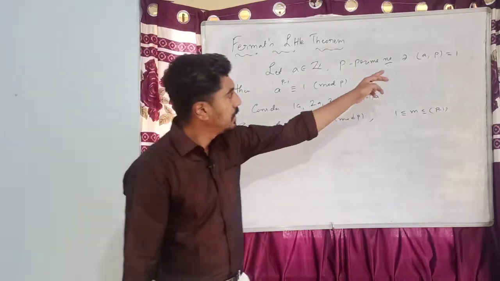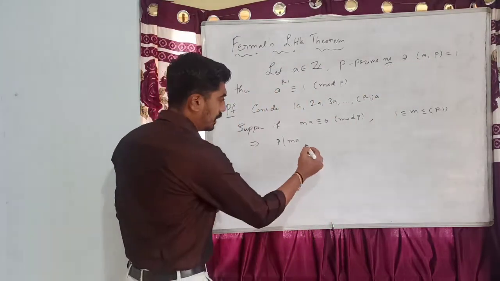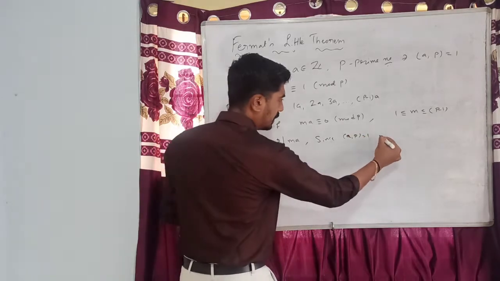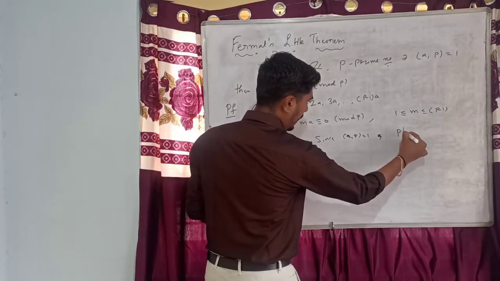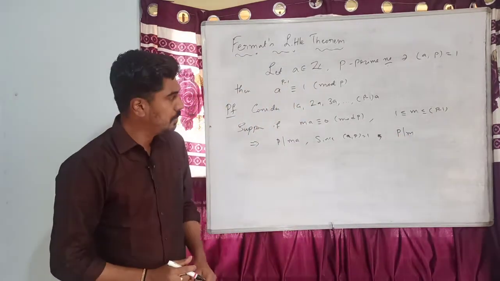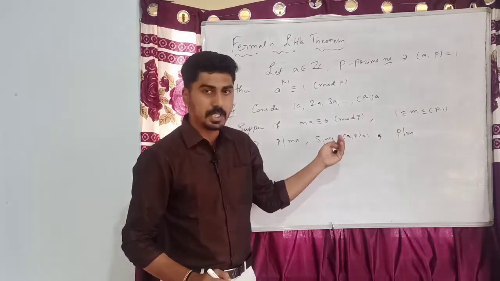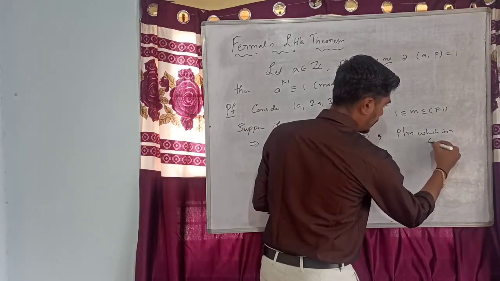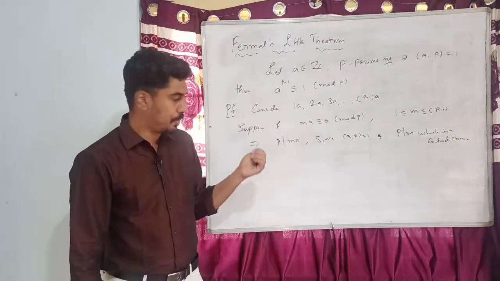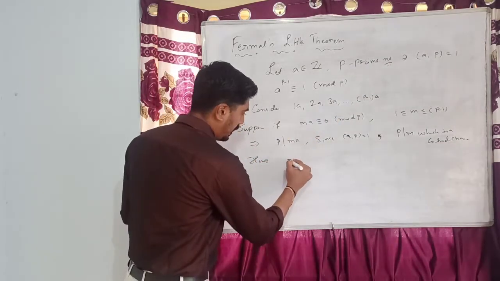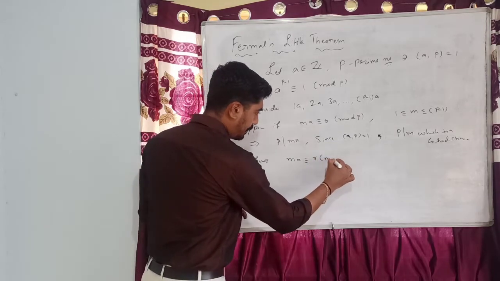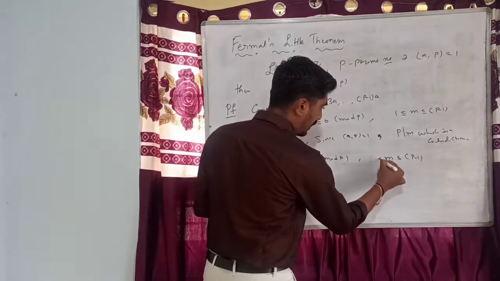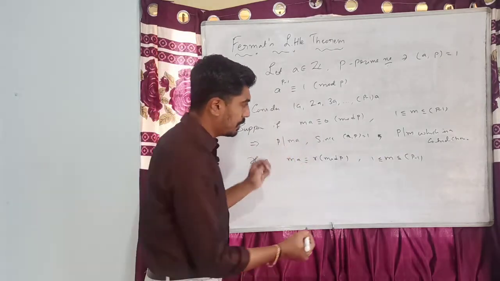But given that the GCD of A and P is equal to 1, we should have P divides M, which is not possible because M is an integer less than P, so P cannot divide M. So this is a contradiction. ma cannot be congruent to 0 modulo P, hence ma is congruent to R modulo P, where m is between 1 and p minus 1, and the remainder also is between 1 and p minus 1.